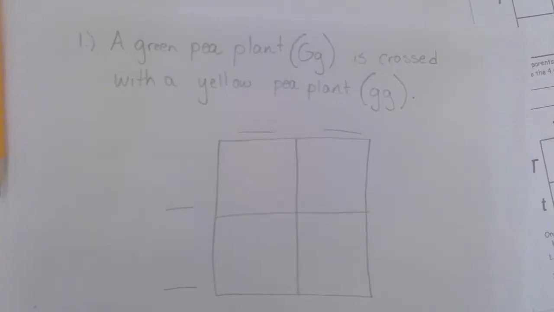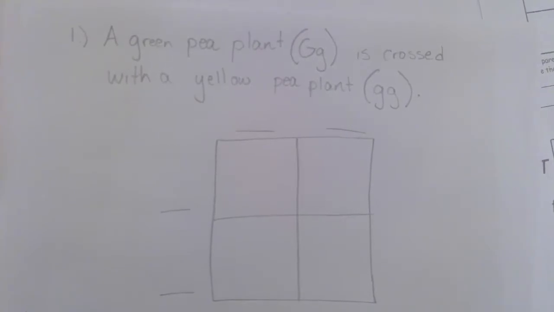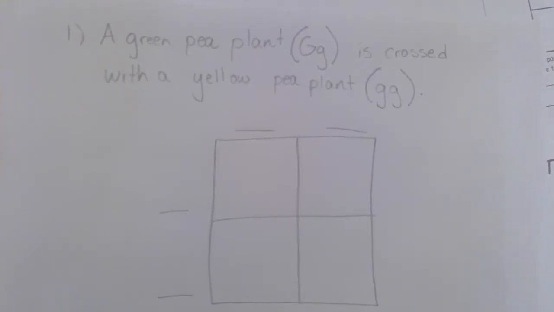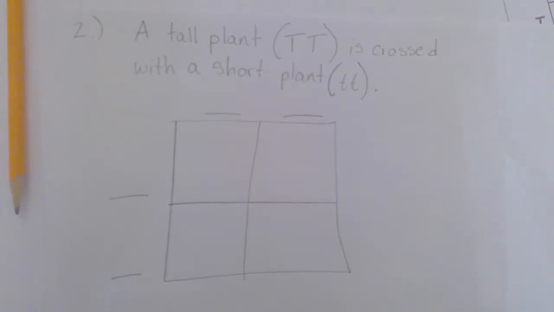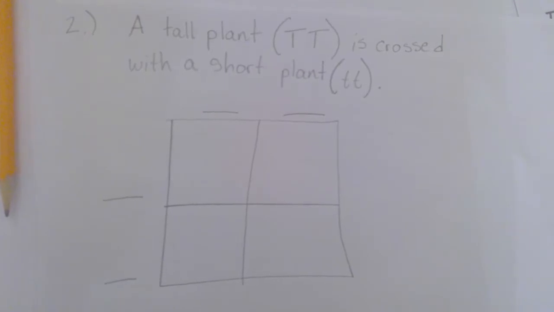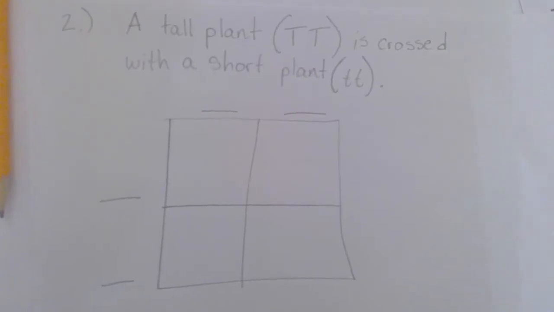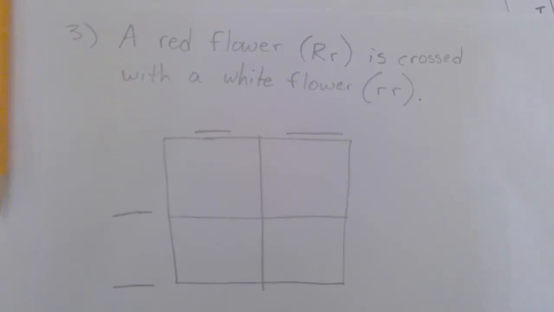Your assignment is to create 3 Punnett squares with the following information. A green pea plant is crossed with a yellow pea plant. A tall plant is crossed with a short plant. A red flower is crossed with a white flower.